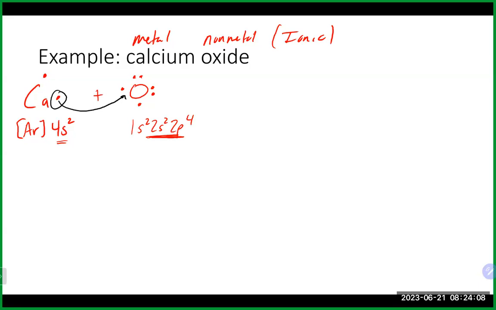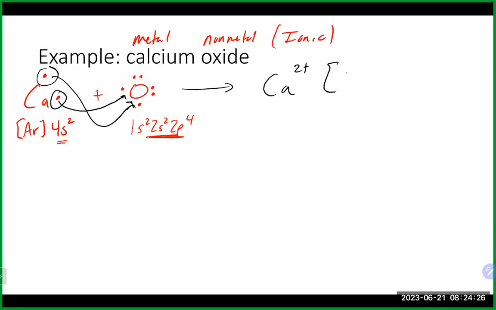So in this case, the calcium definitely wants to give away both of those electrons. When it does so, we will end up with a calcium that has gained a +2 charge. Again, it doesn't have a charge to begin with.